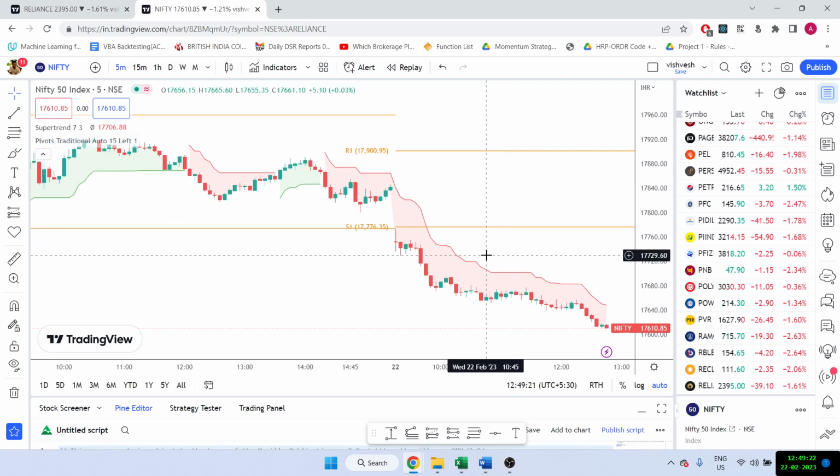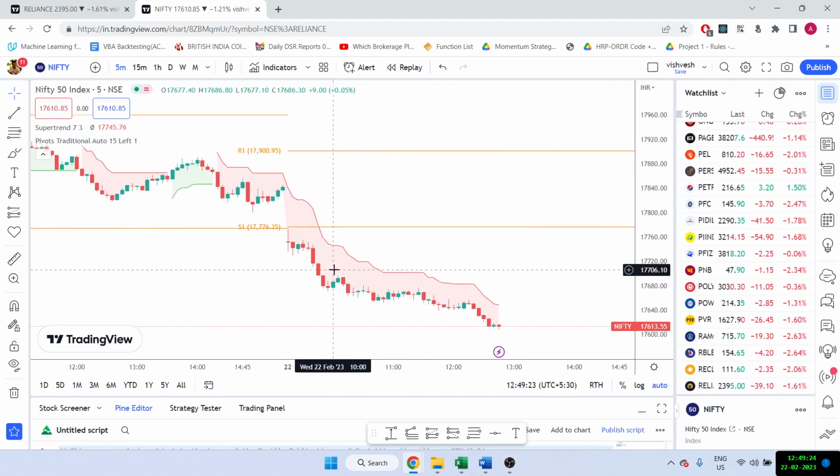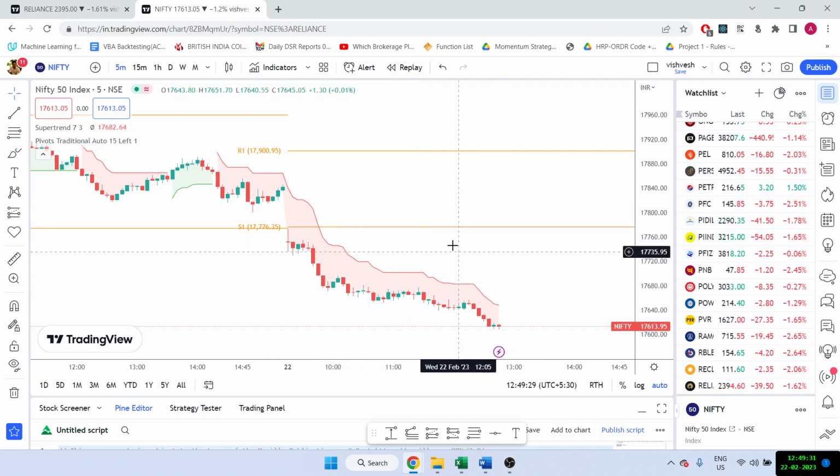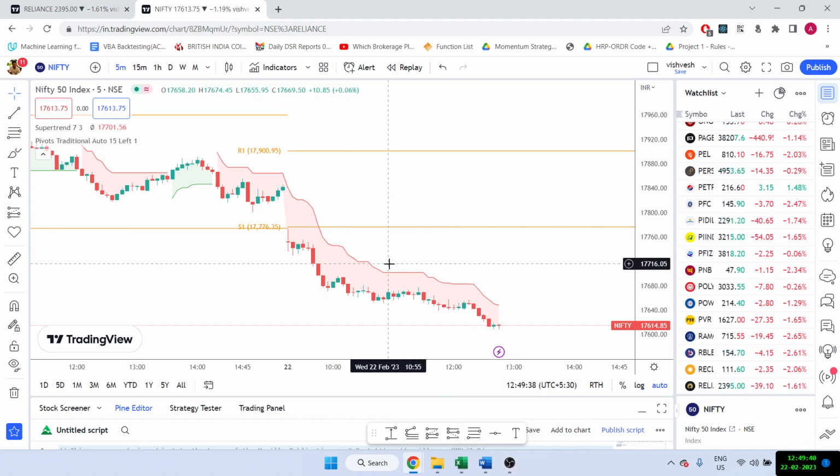So now let me show you how it works. So if we see today's market, the red line is the super trend, which is the bottom part, and the R1 and S1 lines are here. So we are going to take the entry now.